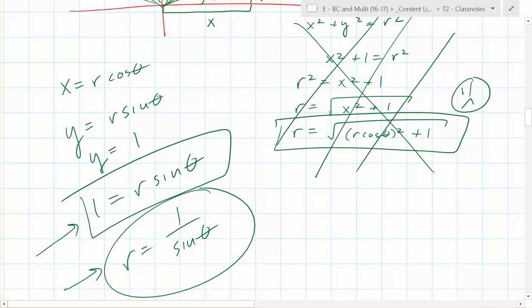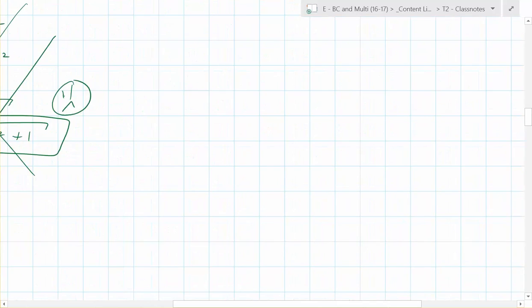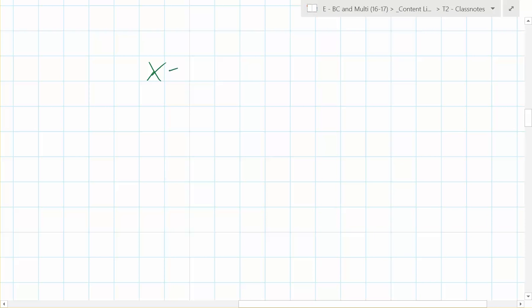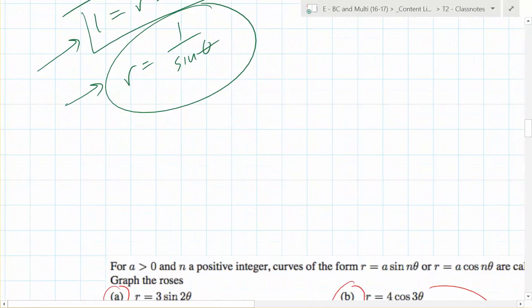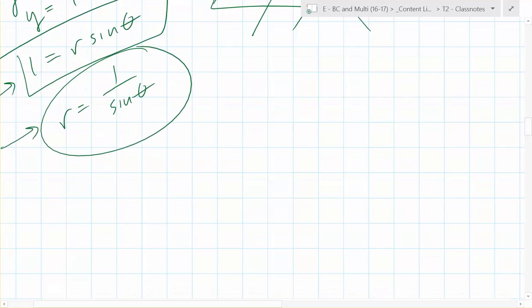Okay, so how are you feeling about understanding polar coordinates themselves? What are the relationships? X is equal to r cosine theta. Y is equal to r sine theta. And what does theta equal? Tan inverse of y over x. And what does r squared equal? X squared plus y squared. You will bounce around between all of these constantly. But here's the topic that we really need to know.